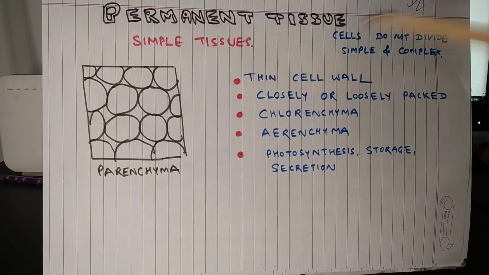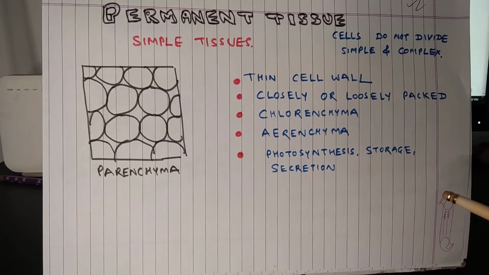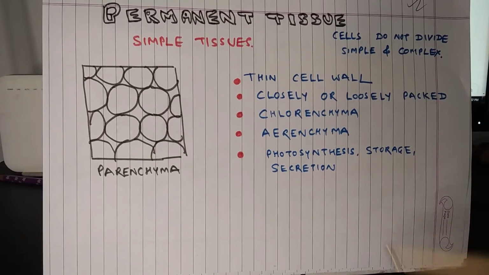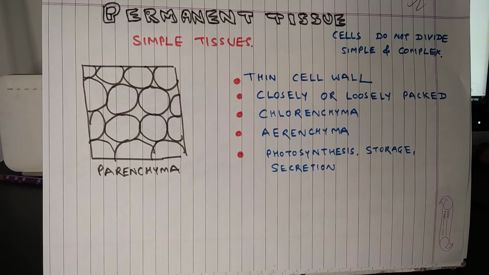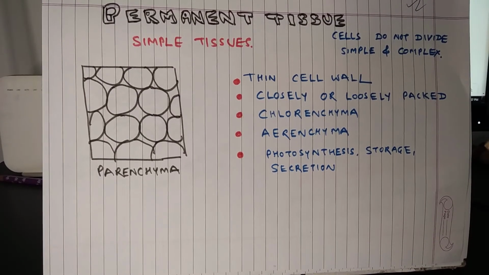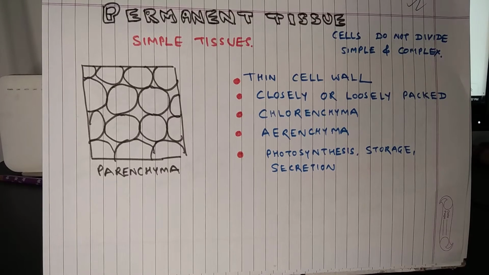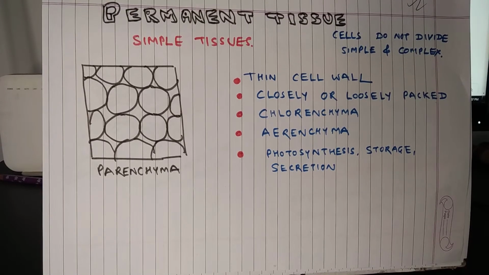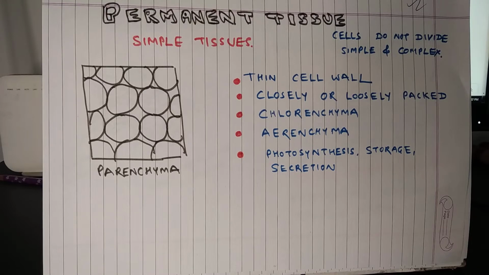The cells of parenchyma can be closely packed or they can be loosely packed. So if they are loosely packed, there are a lot of intercellular spaces. The cells have thin cell wall, and the parenchyma makes the bulk of many plant parts, especially the young parts. So the bulk of the fruit or flower or leaf or young stem is composed of parenchyma.